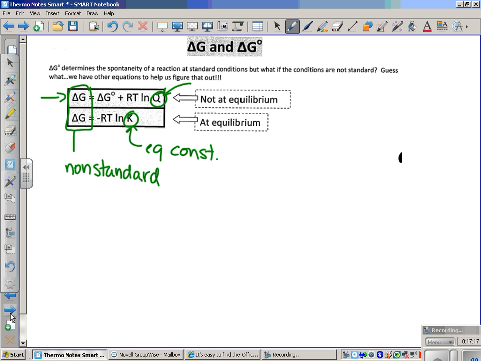That's the difference between this delta G and this delta G. This one has that little degree symbol. That means it's at standard condition. So we will see that equation come up as well. I just wanted to introduce it to you and let you know that it exists.